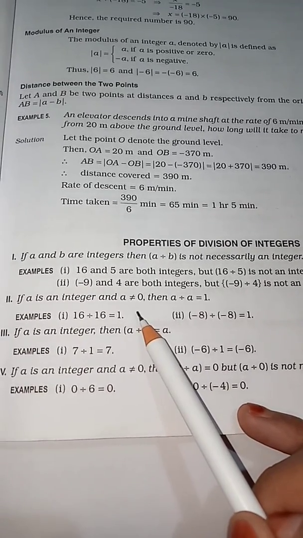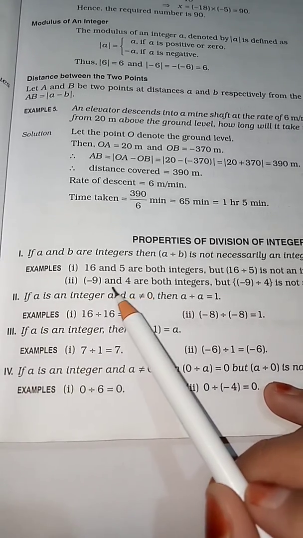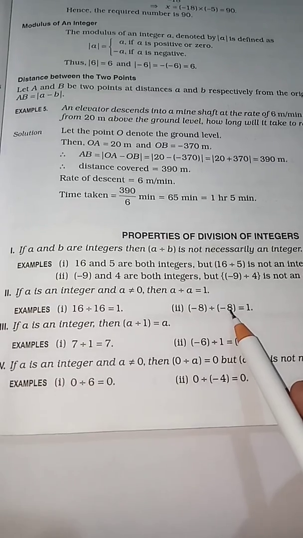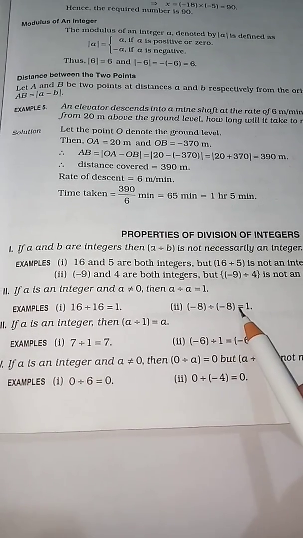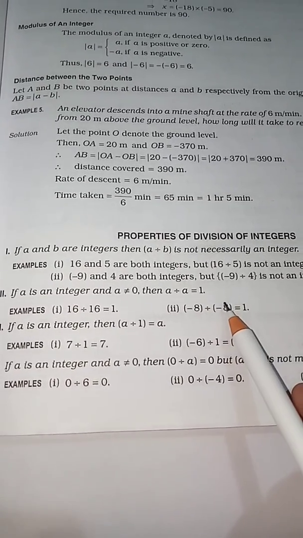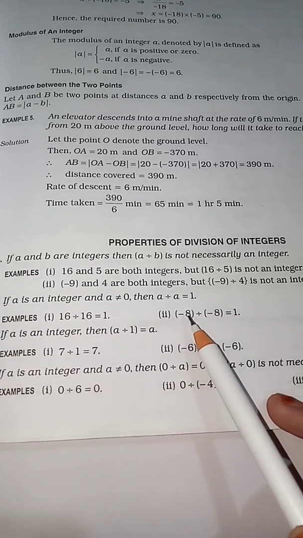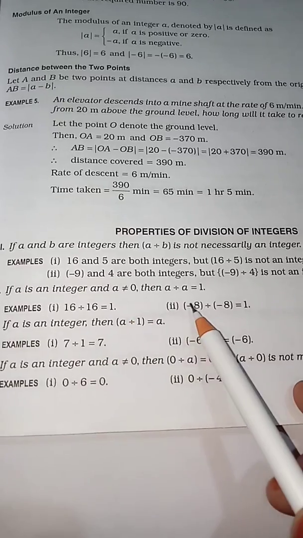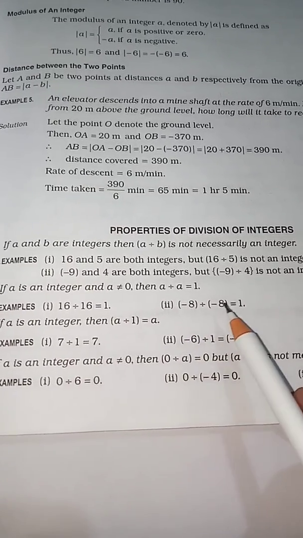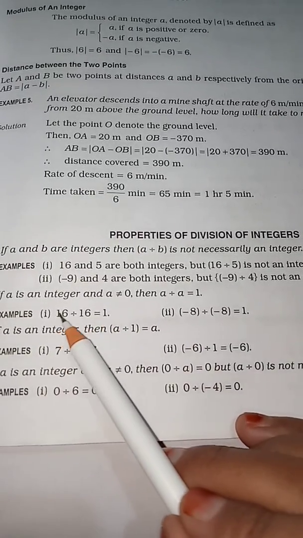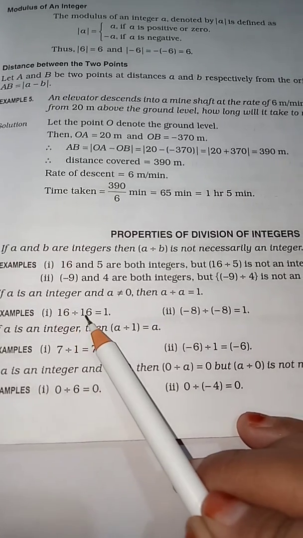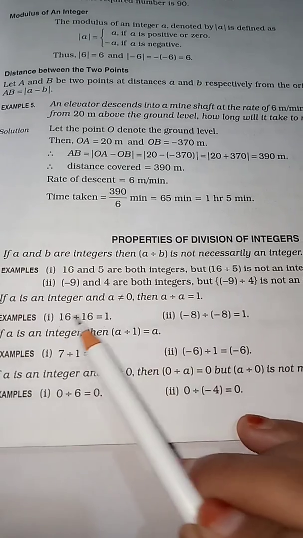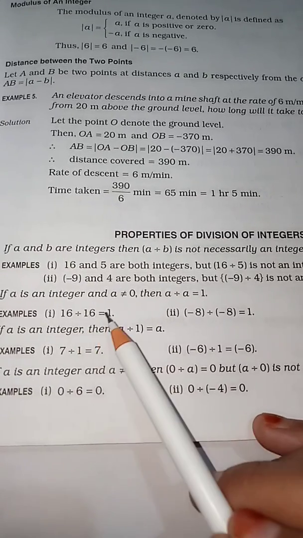0 divided by 0 you will never get 1, but any other integer, for example -8 divided by -8, you will get 1. It will always be positive, +1. Okay, why +1? See, here both are plus and plus. Here both are minus and minus. It is 1 only if both have the same sign as well as the same numerical value. It is +16 and +16, and this is also +16. Then only it will be 1.